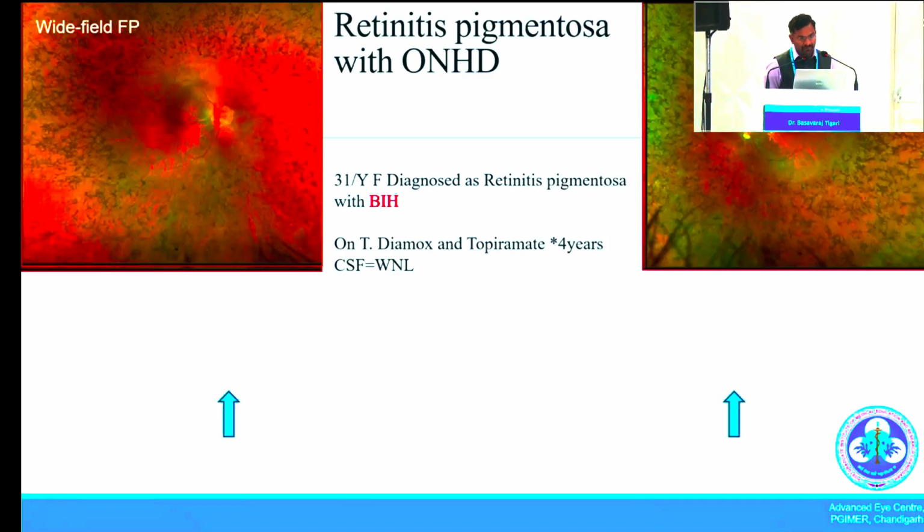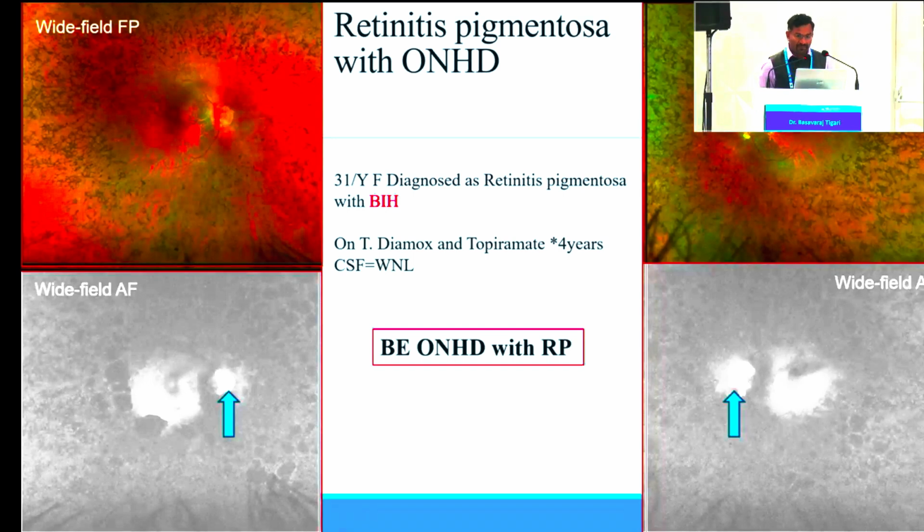Case 3 is a 31-year-old female who was diagnosed as retinitis pigmentosa with benign intracranial hypertension and treated with Diamox and topiramate for 4 years while CSF analysis was within normal limits. On multimodal imaging, both optic nerve heads showed multiple irregular deposits on the surface and multiple bony spicule pigments in the periphery. Fundus autofluorescence showed a hyperautofluorescent area at the optic nerve head, clinching the diagnosis of optic nerve drusen with retinitis pigmentosa.